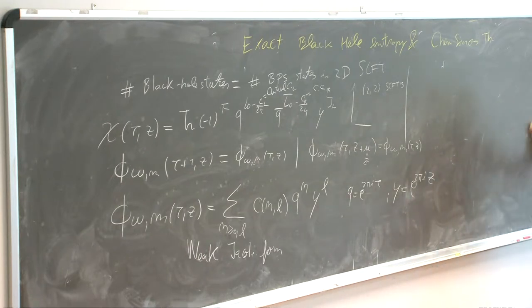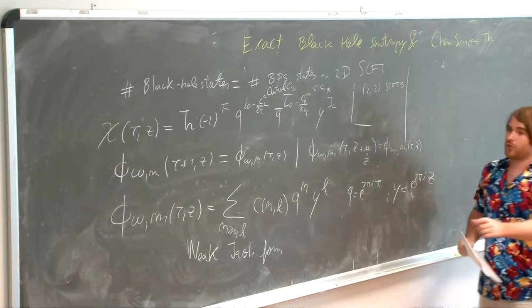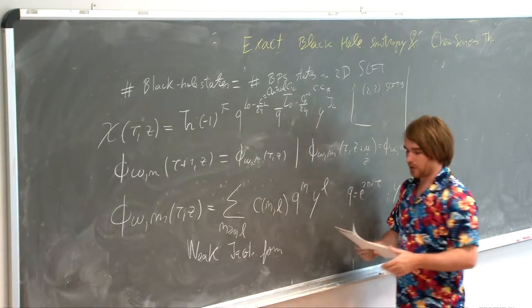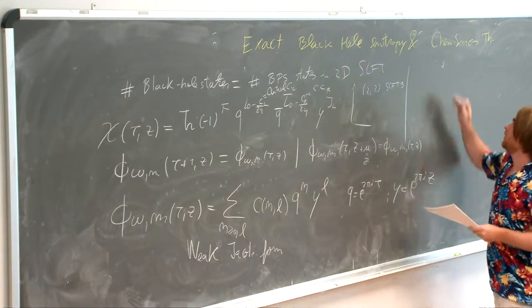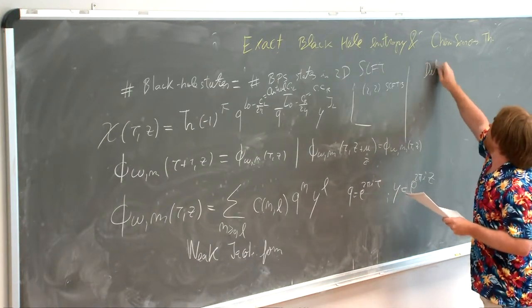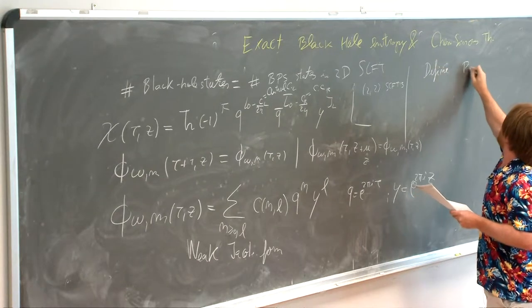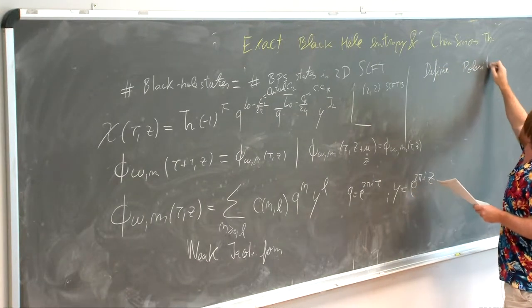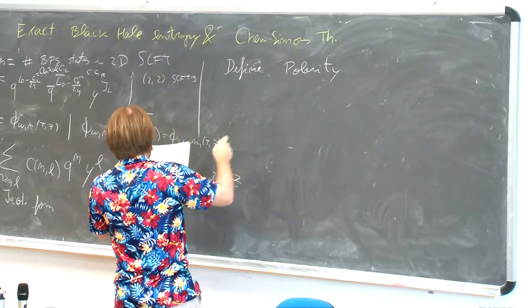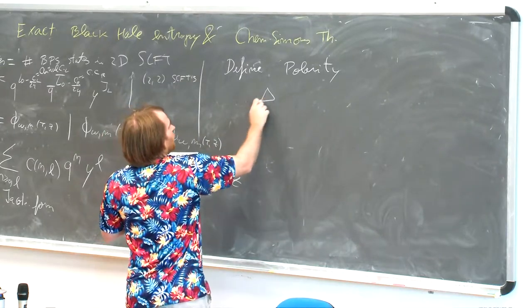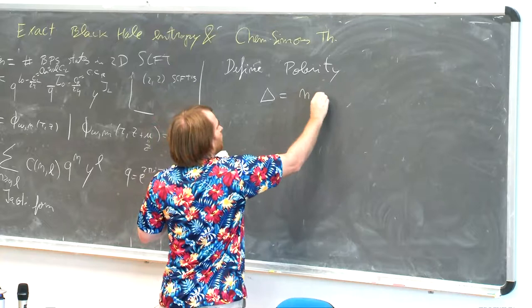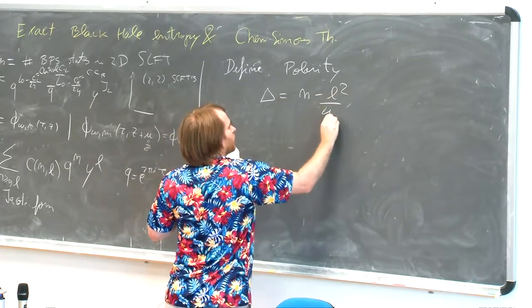So everything I'm trying to do is give you definitions, and then I will use all these definitions to extract these Fourier coefficients, which count the black hole states. So for that, I need to define a polarity. The polarity is just this combination: n minus L squared over 4m.